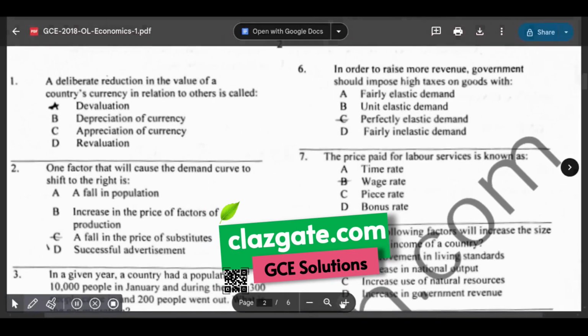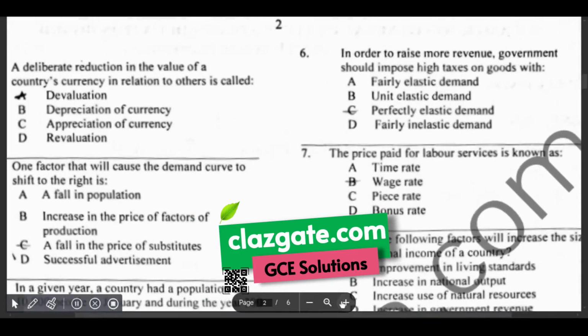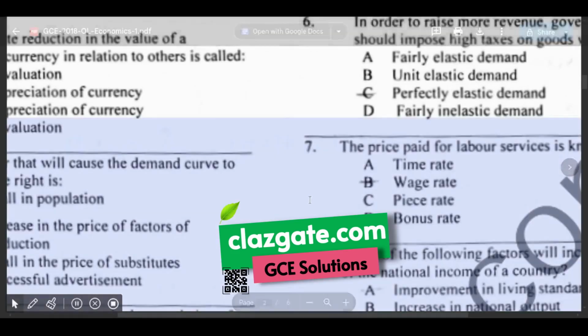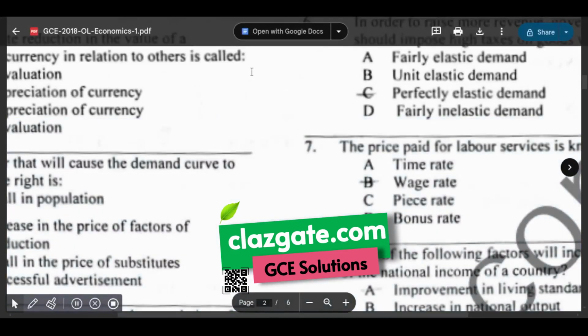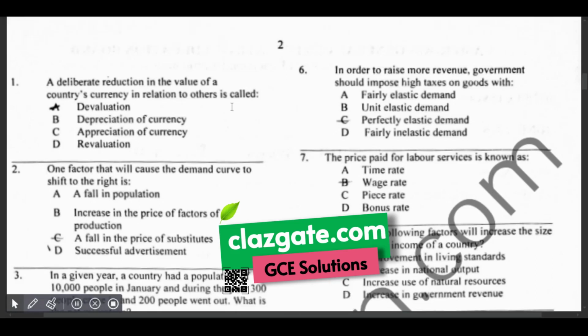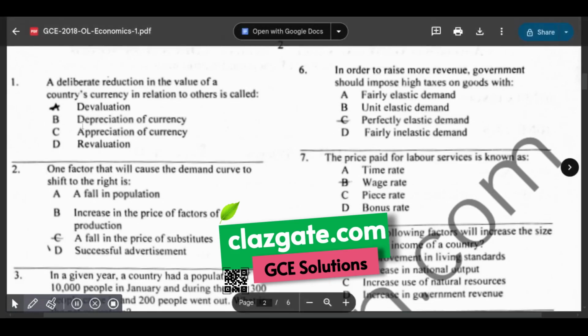I'm zooming in for better clarity for those of you who cannot see this question, and sliding to the left. Okay, zooming out back. A deliberate reduction in the value of a country's currency in relation to others is called: A, devaluation; B, depreciation of currency; C, appreciation of currency; D, re-evaluation of currency.